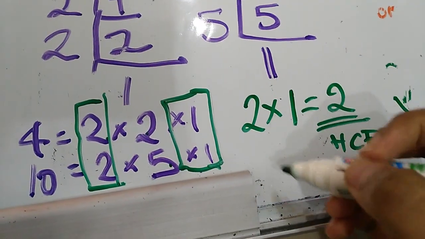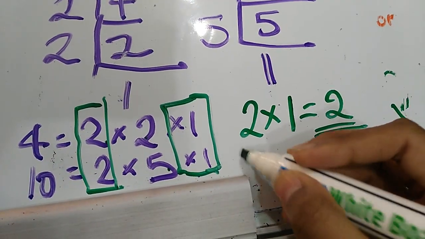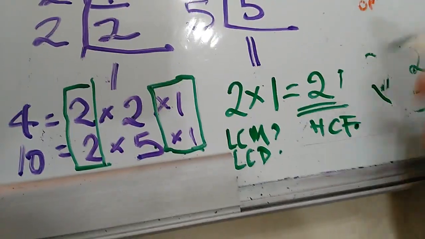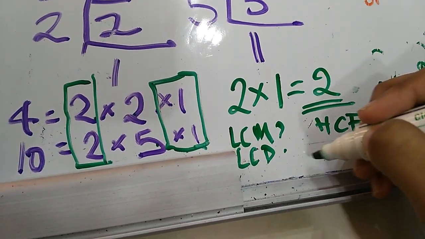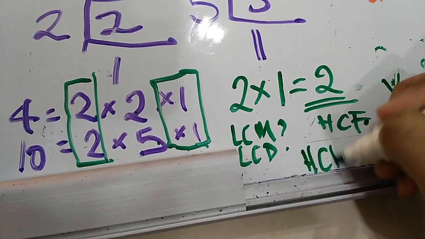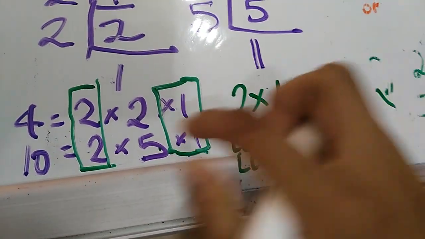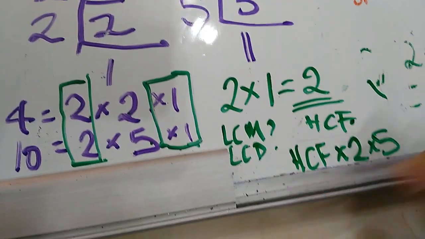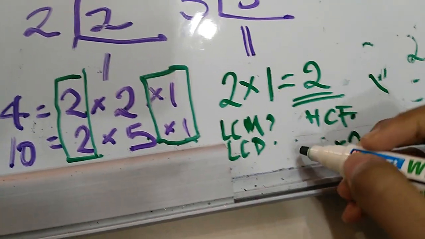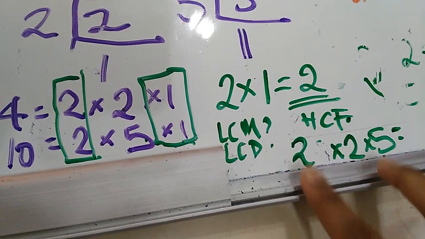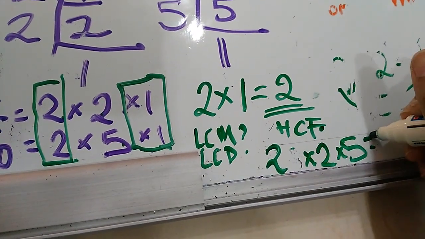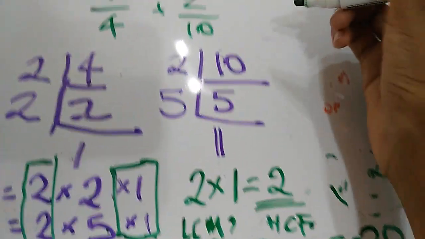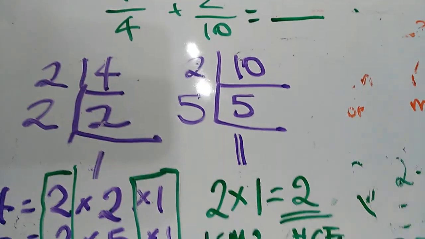Now how do I find out the lowest common multiple or the lowest common denominator, the LCM or the LCD? Well, this is what I do. I times the highest common factor by the numbers I ignored previously. So I times it by 2 and 5. And the highest common factor we worked out was 2. So 2 times 2 times 5 gives me 20. So the lowest common multiple or the lowest common denominator of 4 and 10 is 20.